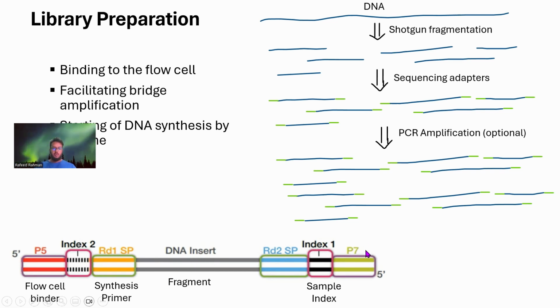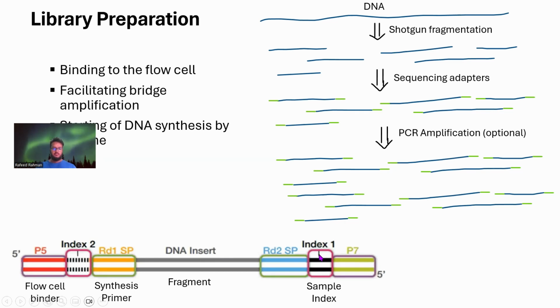The two ends, the P5 and P7, are flow cell binders. On the flow cell of the Illumina sequencer machine, you have the complementary sequence of the P5 and the complementary sequence of the P7. These complementary sequences on the flow cell help the fragment to bind to the flow cell. That is why we have the P5 and P7.